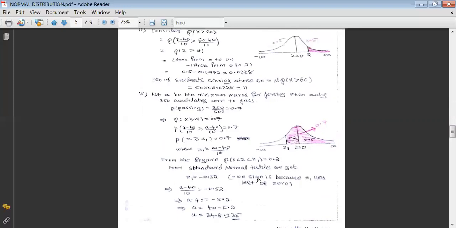These are some of the examples. Still many examples are there in the next video also. Now let us deal with some more examples on normal distribution.